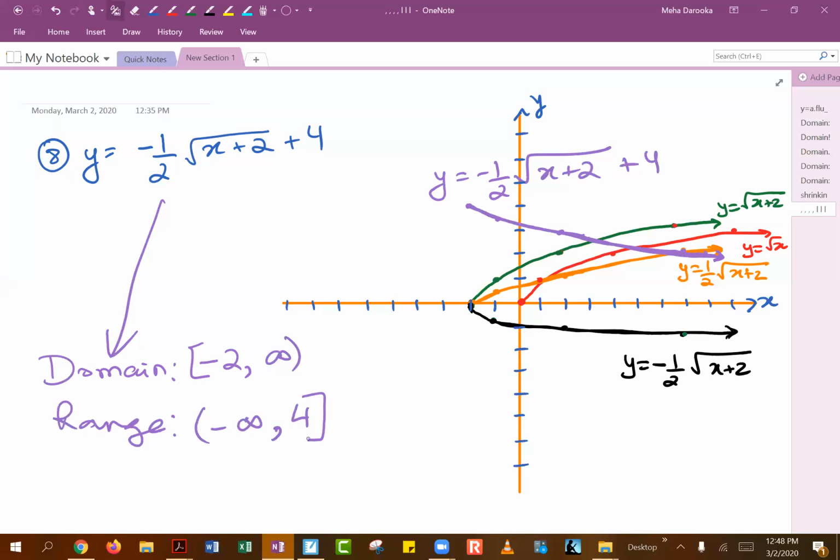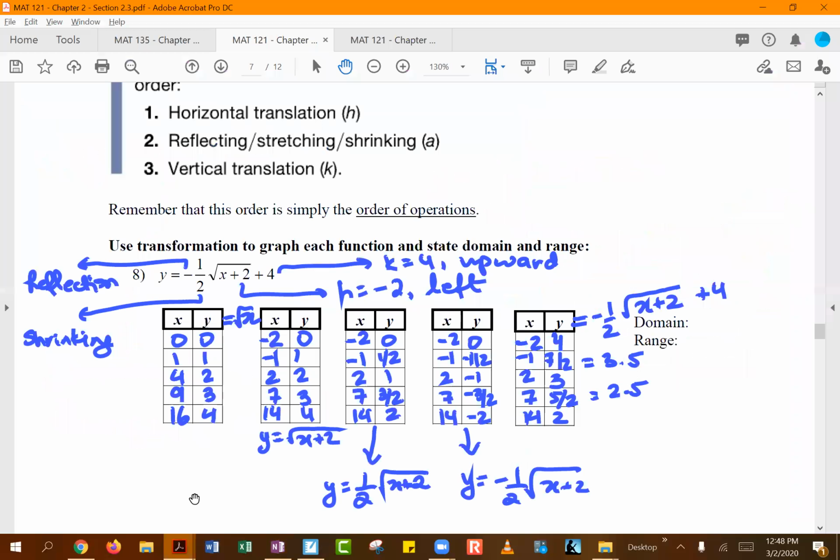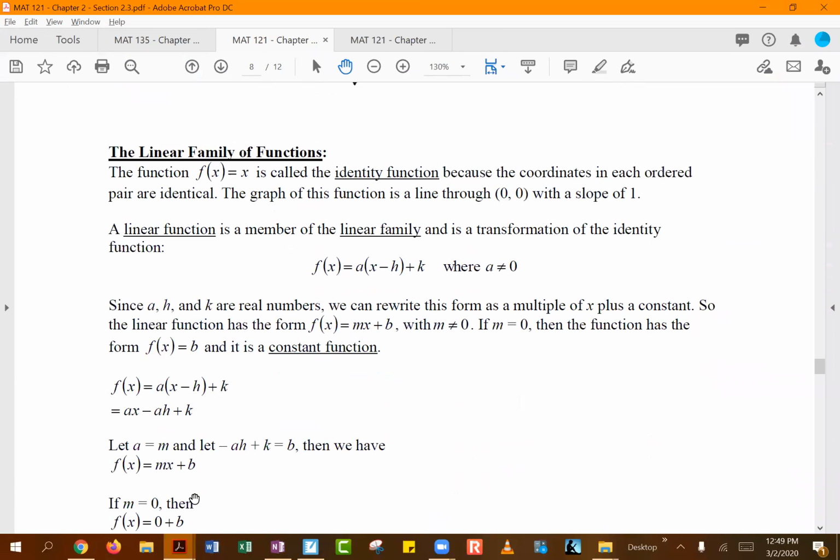Okay, all righty. That takes us to the last part here, which is talking about the linear family of functions. That means the base function will be just your y equals x, or f of x equals x function, that straight line with a slope of 1. It's called the identity function because you set it up as y equals x, so whatever your x value is will be your y value. That's why it's called the identity function. It goes through the origin (0, 0) with a slope of 1.